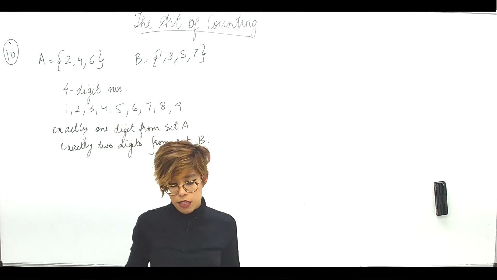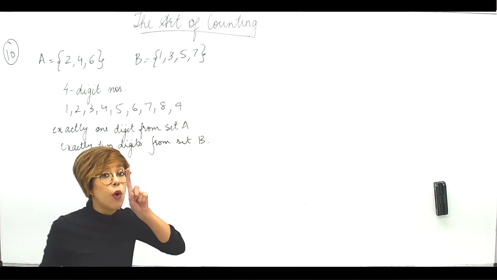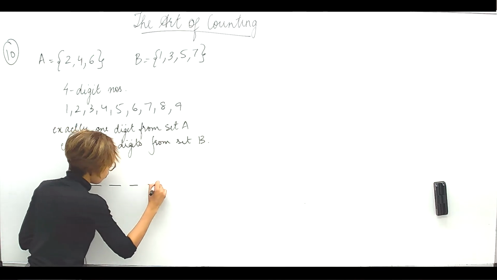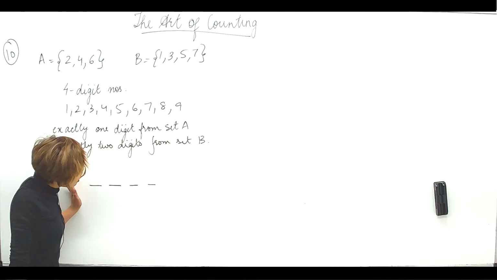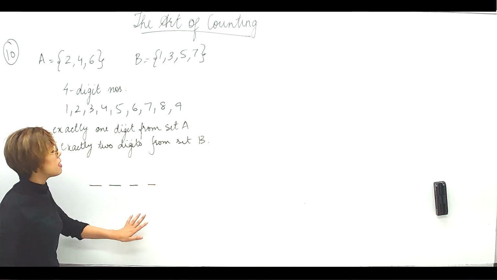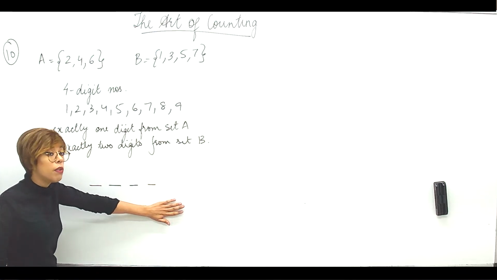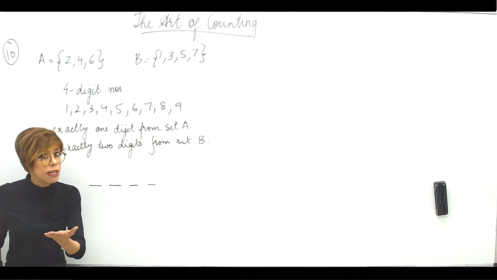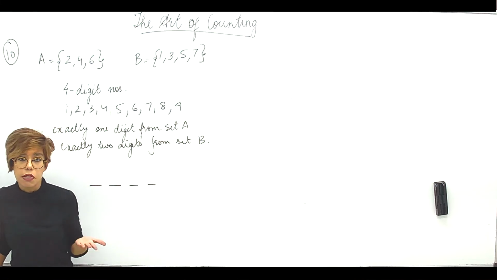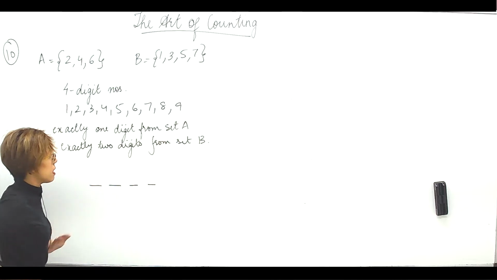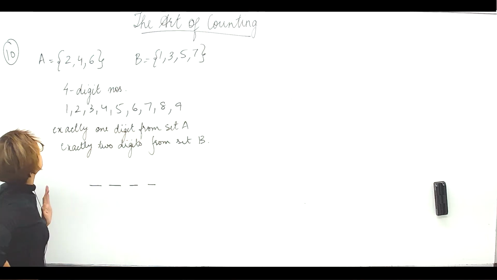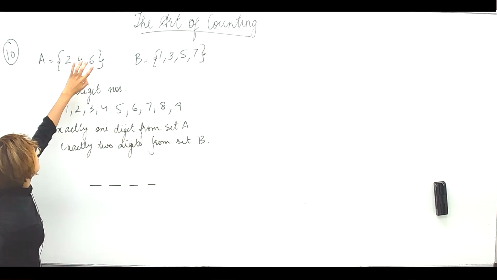Okay. So I need to count how many 4-digit numbers are there. So 1, 2, 3, 4. I will get the total number of 4-digit numbers if I can count in how many ways I can fill these 4 places. So I need to fill these places. Now, conditions are given. He says that exactly one digit should be from set A, right? Now, set A has 2, 4, 6, exactly one.